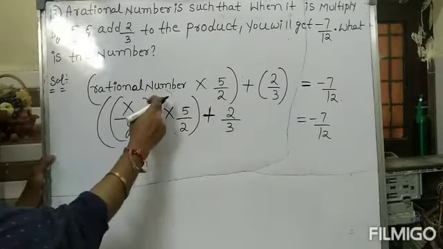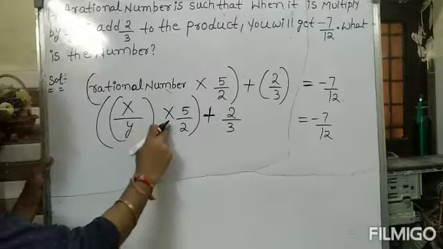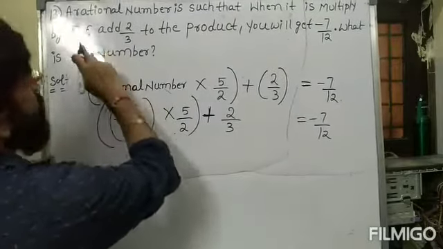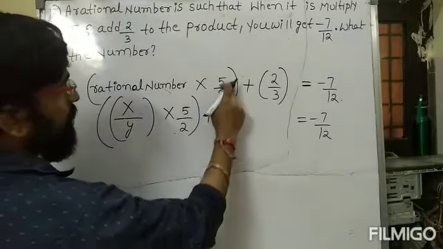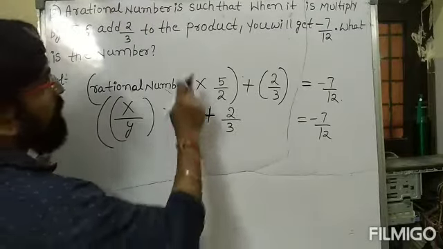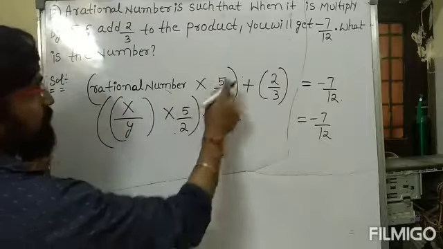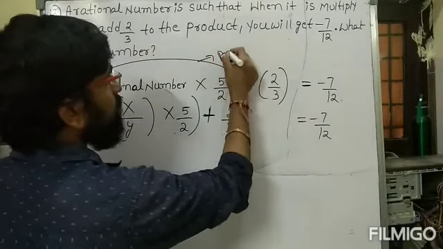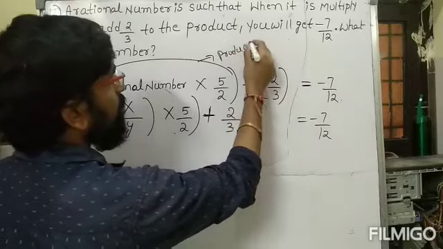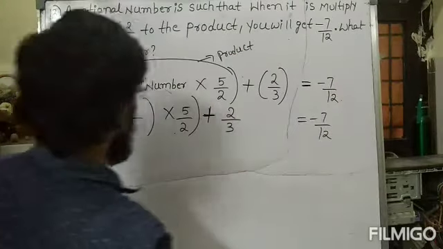We don't know rational number. Rational number is in the form of P by Q. That's why I am taking x by y into multiply by 5 by 2. X by y into 5 by 2, and add 2 by 3 to the product. This total is called as product. For this, I am adding 2 by 3. You will get minus 7 by 12. Now multiply.